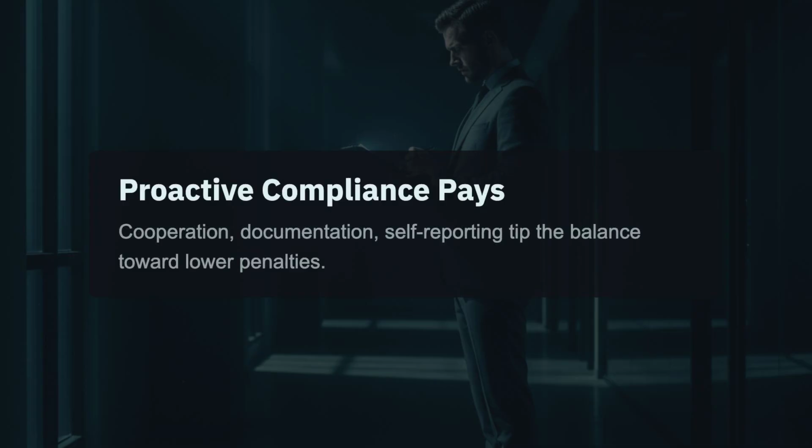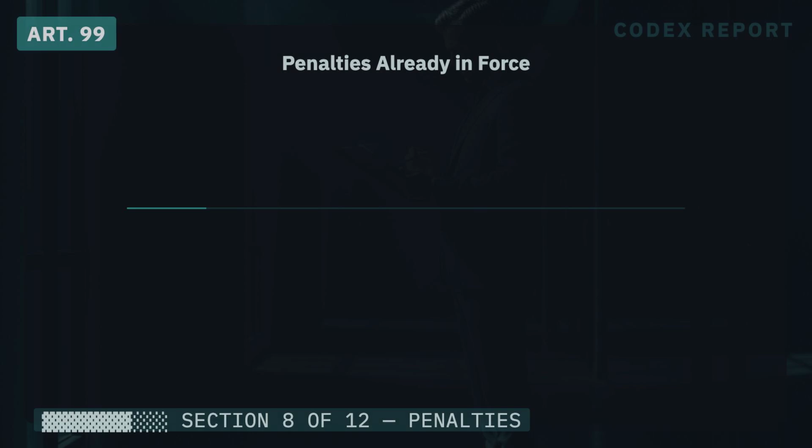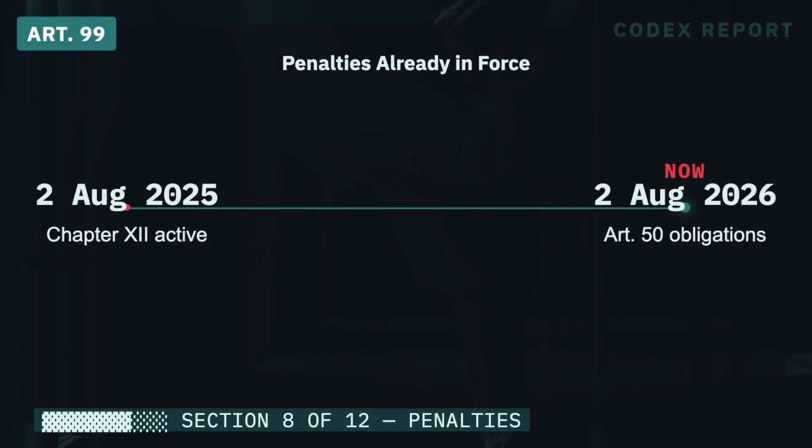For the compliance officer, 3 practical points about this penalty framework. First, the penalties are not automatic. Authorities have discretion, but that discretion is guided by factors that reward proactive compliance. Self-reporting, cooperation, implemented technical measures, mitigation of harm: a documented compliance program is your strongest position.